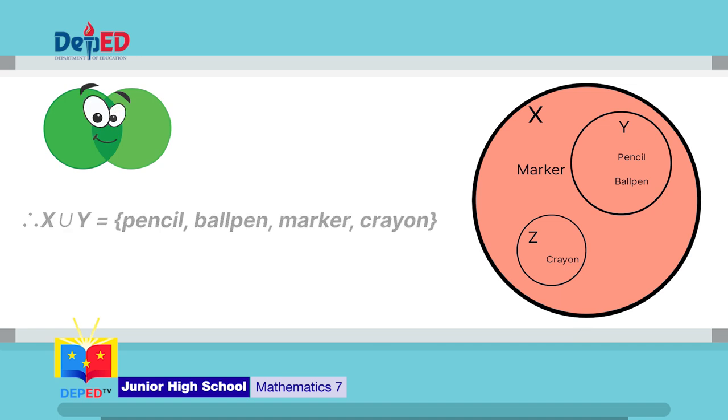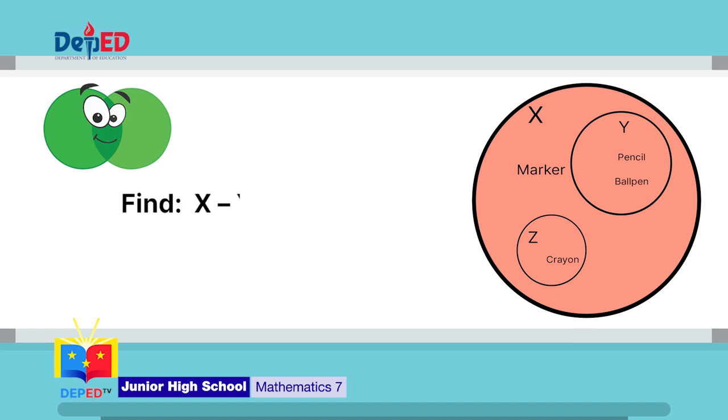The question now is, what is X minus Y? In the context that X is the superset of Y, what we are looking for in this case are all the elements not found in Y, also known as the complement of Y. The answer will be the shaded region of the circle representing the superset X, which includes the remaining two school supplies, crayons and pentel pen.